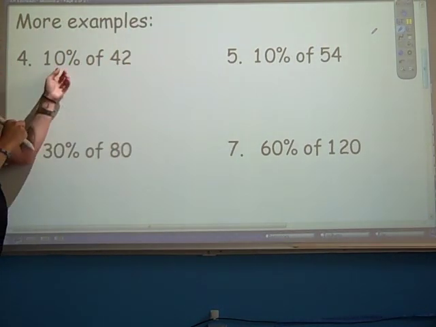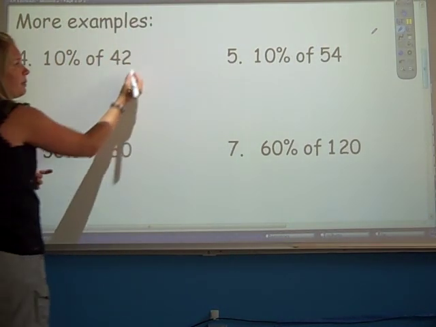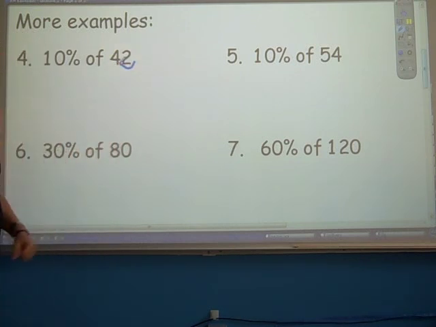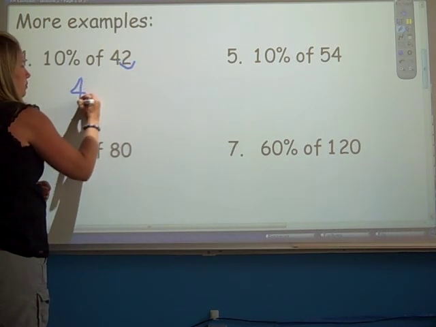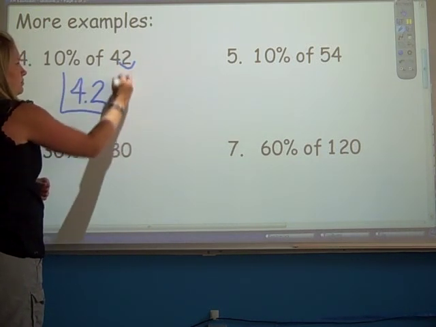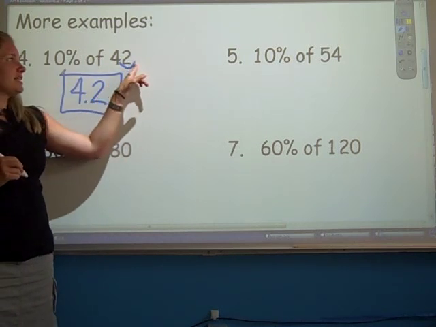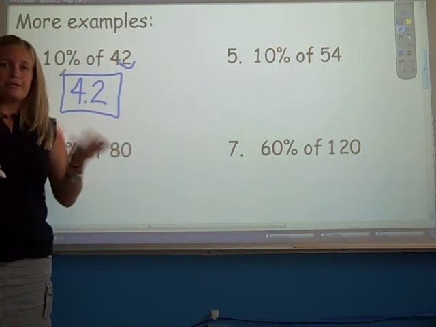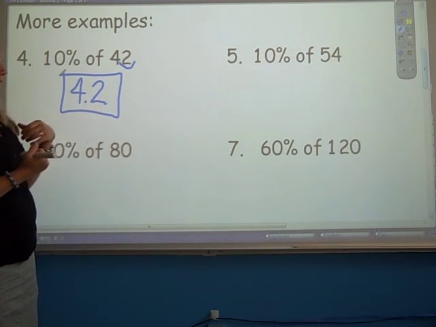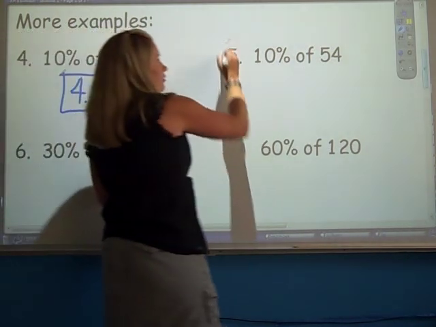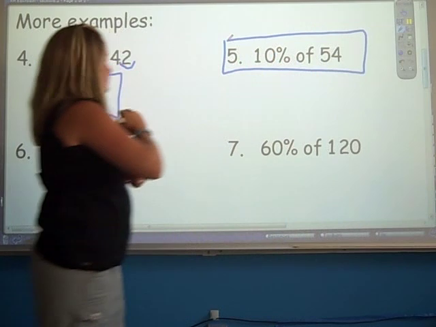of 42. 10% means 1/10. That means you're dividing by 10. I just move it over 1 place. I get 4.2. Okay, so your only work is kind of just showing that, or you could write 42 divided by 10 if you want, and that's your answer. I'm going to leave number 5 for you to do on your own.